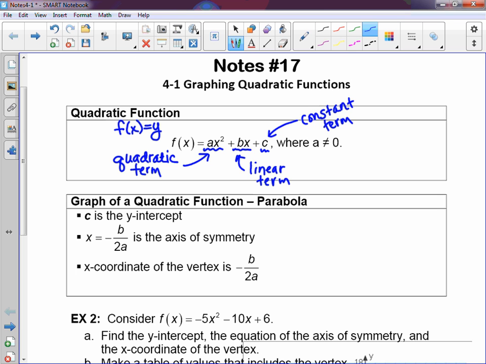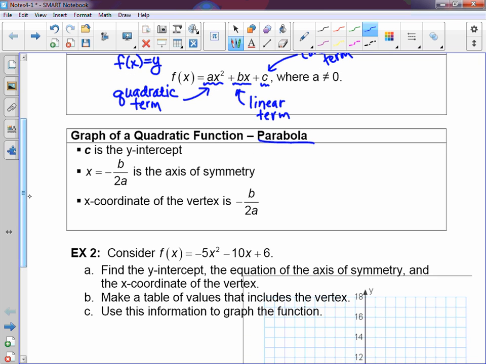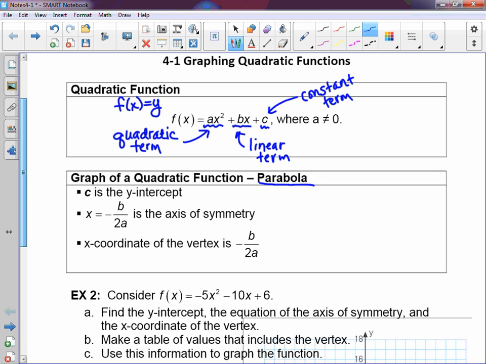The graph is called a parabola. That's that word right there. That's what the graph of a quadratic is called. And there are some parts of it that we're going to be able to identify. If we look back up here, the c, the constant term, that's the y-intercept. Not too far of a stretch there. It does the same thing in y. What we call the b in the equation of a line was where the y-intercept was.